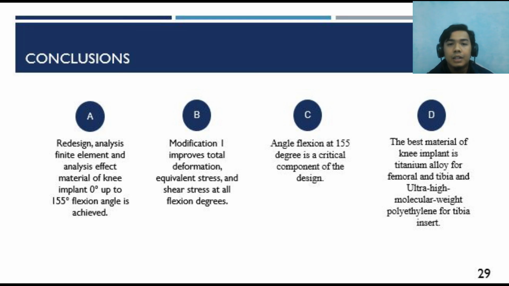According to the findings and discussion, modification 1 improved total deformation, equivalent stress, shear stress, and contact tool pressure at all flexion degrees. Angle flexion at 155 degrees is a critical component of the design. The modification of the knee implant is important to take into consideration the magnitude of the load at the knee during treatment of patients who commonly perform deep flexion during activities of their daily life. In addition, the best material for the knee implant is titanium alloy for the femoral and tibia, and ultra-high molecular weight polyethylene for the tibia insert and patella.